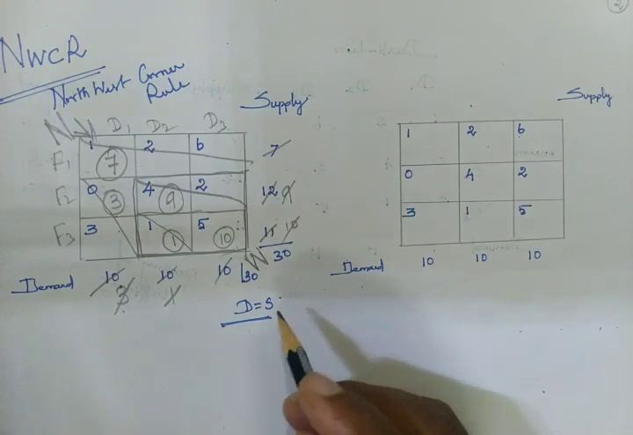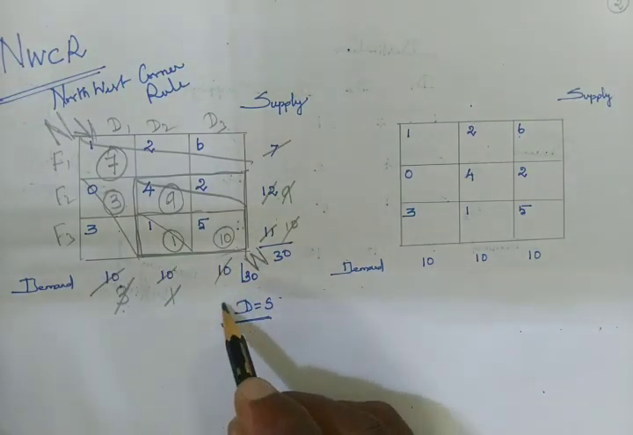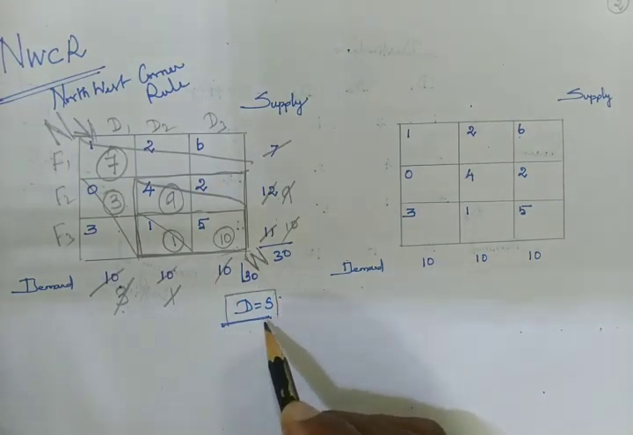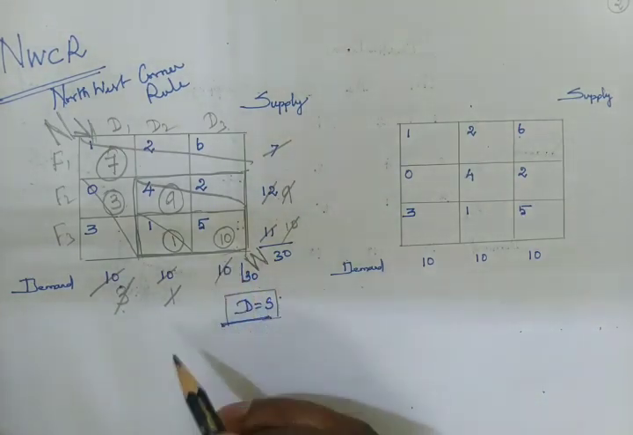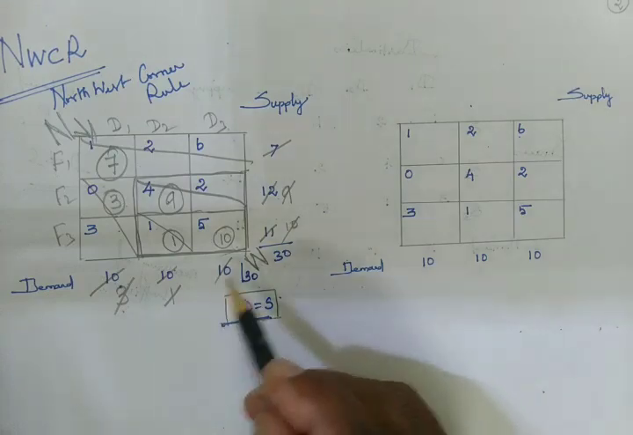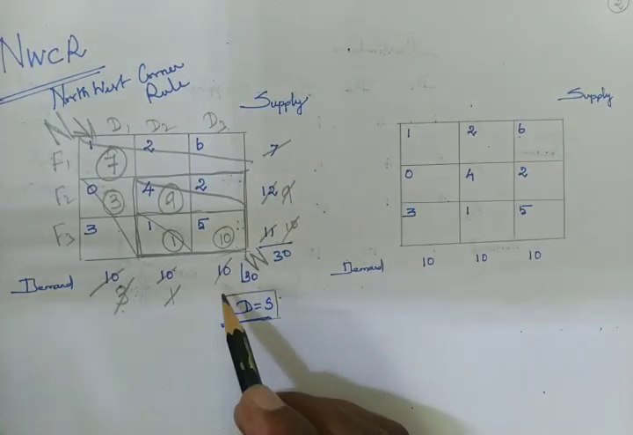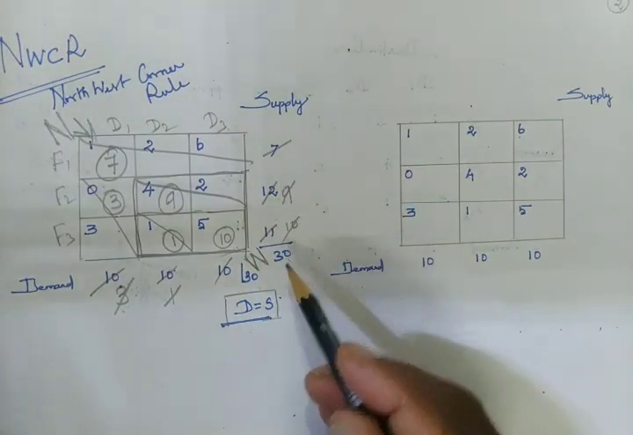Both will get cancelled. When it comes like this, if it is satisfying the condition of the balanced only, the problem will end like this. Then only you will get a feasible solution. So everything getting cancelled. Demand is entirely over and supply is also entirely over. Nothing is remaining here.